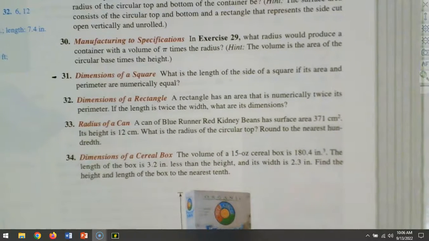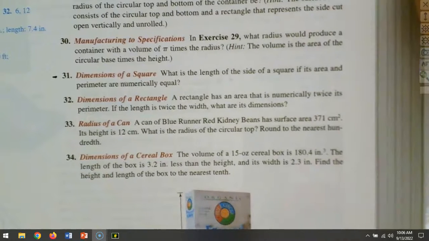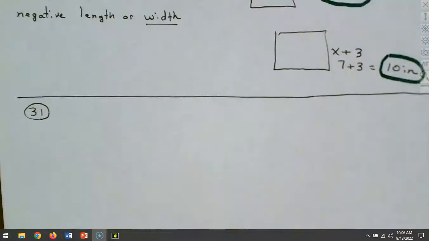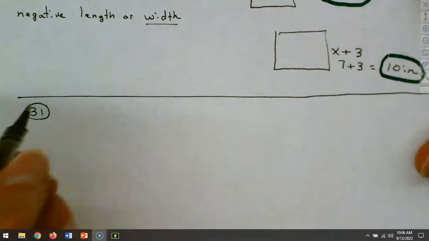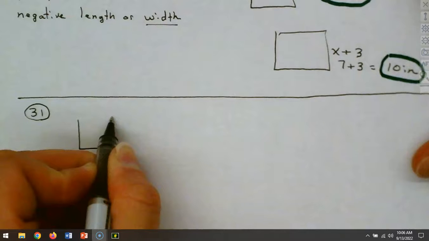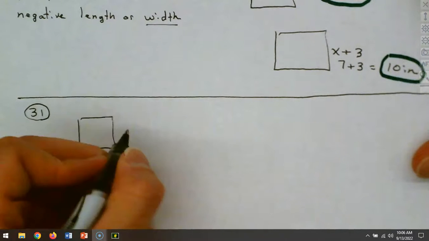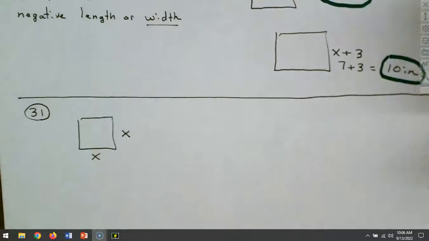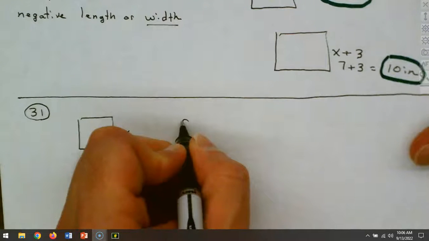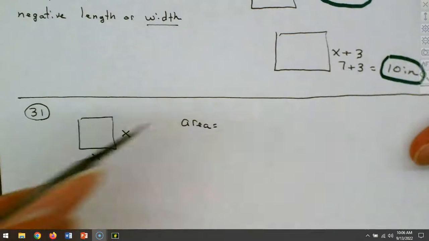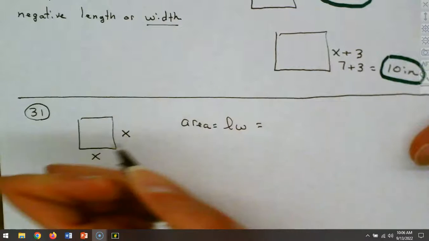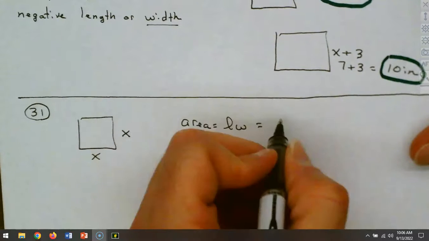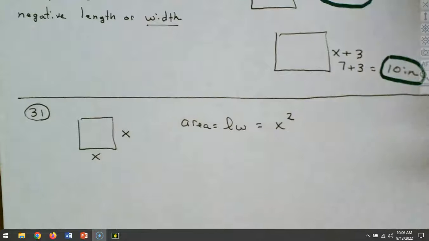So when I read this, first thing I look at is I notice that I have a square. That's my first key that I'm going to have to work with multiplying them together. So we've got a square. And we don't know the length and the width, but we do know it's a square, so they're going to be what? They're going to be the same. So let's now go ahead and find our area. An area of a square is the length times the width, which is x times x, and that is x squared, right?